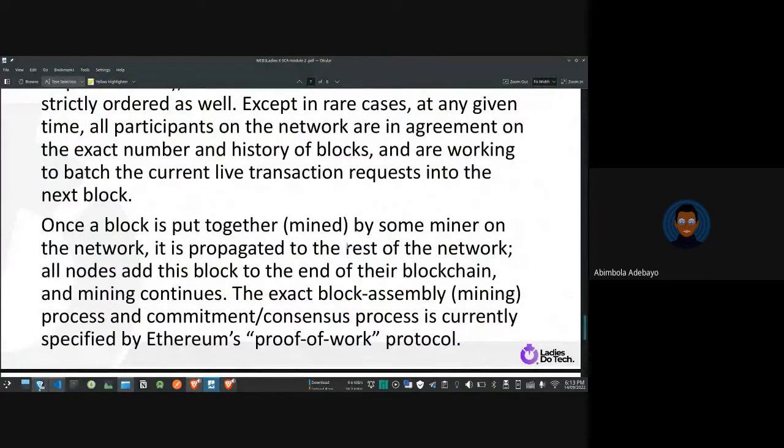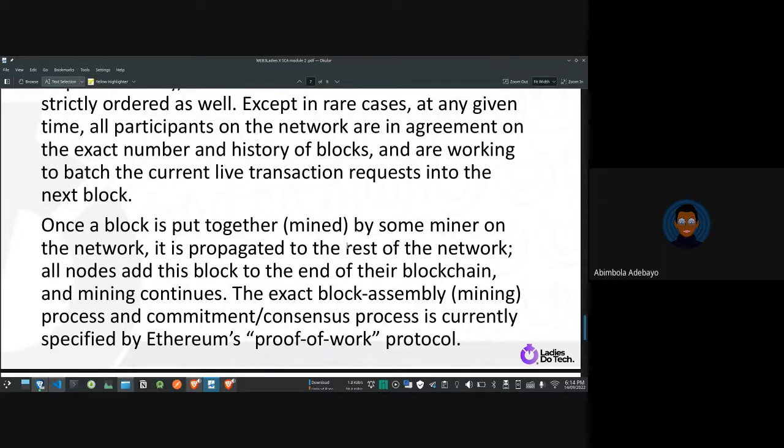Once a block is put together, mined by some miner on the network, it is propagated to the rest of the network. All nodes add this block to the end of their blockchain. Each of the mining nodes has the current state of the blockchain, and to propagate it to everybody, once a block is mined, the miner will broadcast it to the network, and the nodes will append that latest block to the end of their own blockchain, and the mining will continue. Just the same way your gas fee goes to the miners, when a block is mined, block rewards also go to the person that mined that block.